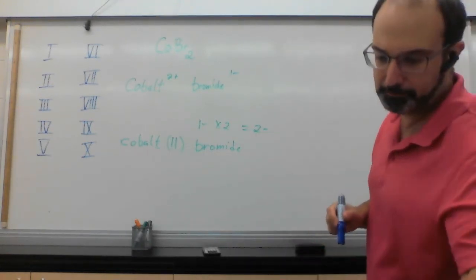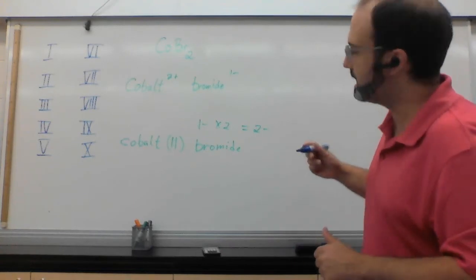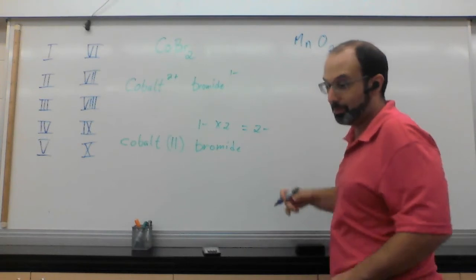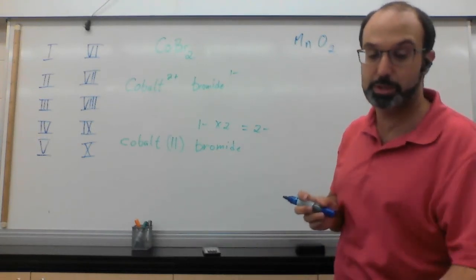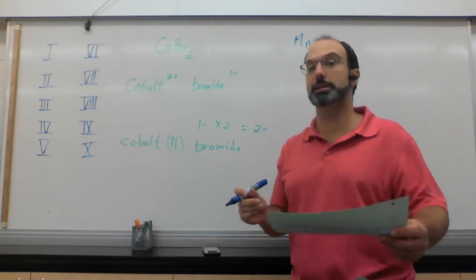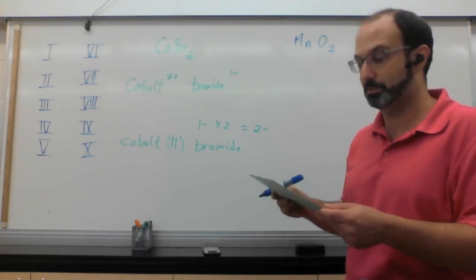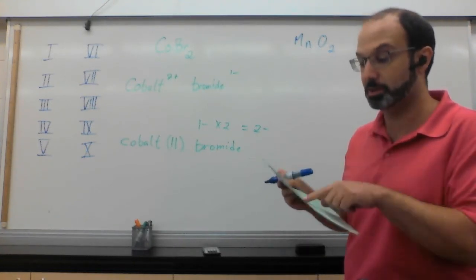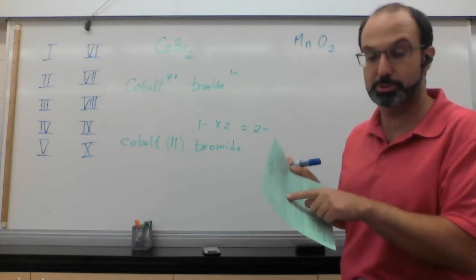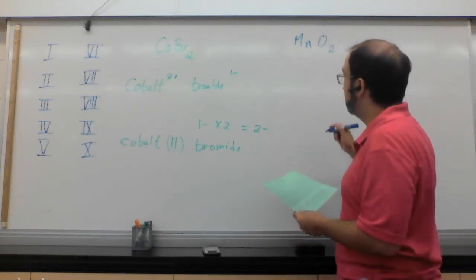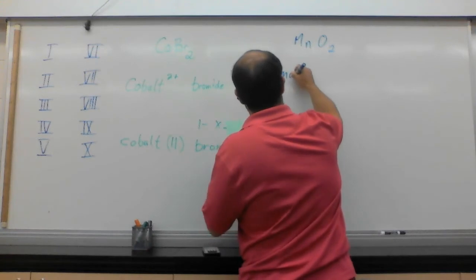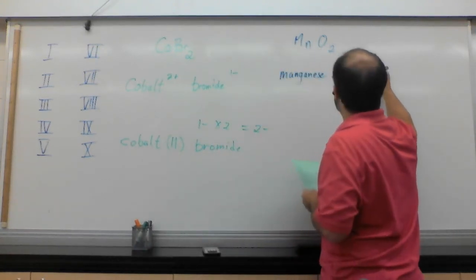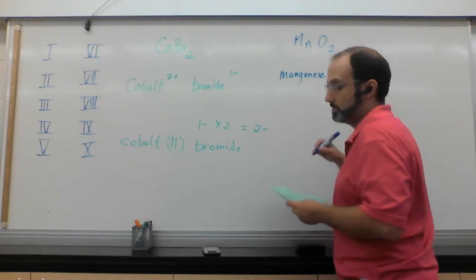Okay, so it says here, the next one is MnO2. MnO2. Okay, well, Mn, we got to find that one. And that one is the very confusingly named manganese, which is not the same as magnesium. They sound very similar, and it's also right next to iron. It's right before iron, so it's number 25. So manganese, and then oxide. Okay, so that's step 1.